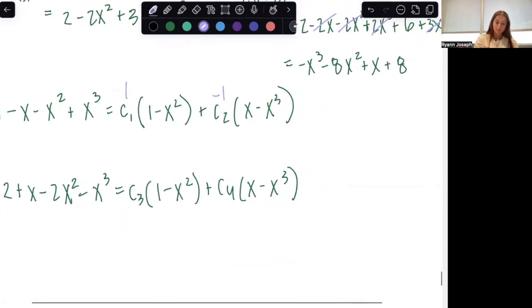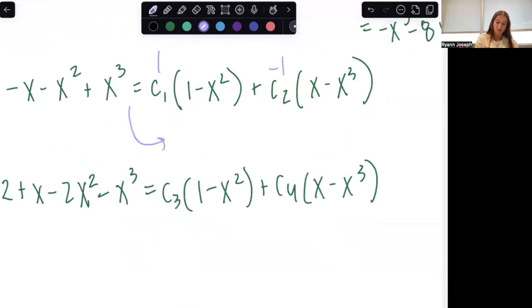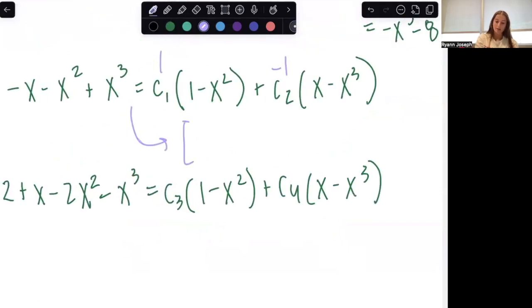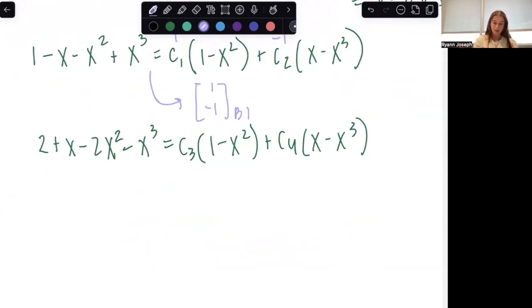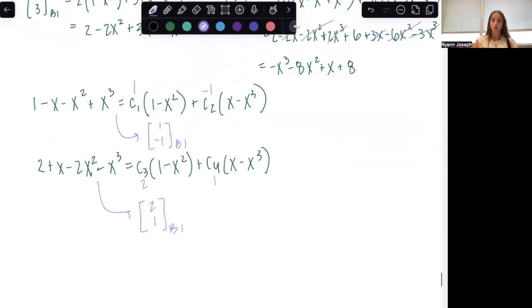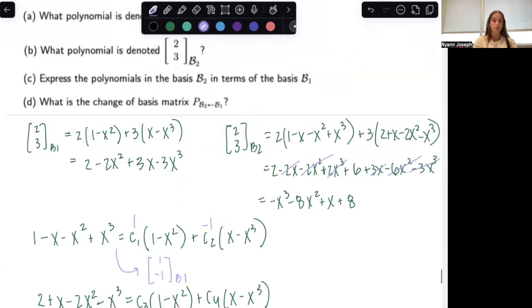So the first element with respect to B1 is 1, negative 1, and that's how we could write it as the coordinate vector. And then same thing for the second expression, looking at it visually, I can see that I need this to be a 2, and I need this to just be a 1. So then this one can be written as 2, 1 with respect to B1. And that's what the basis elements in B2 are with respect to B1.